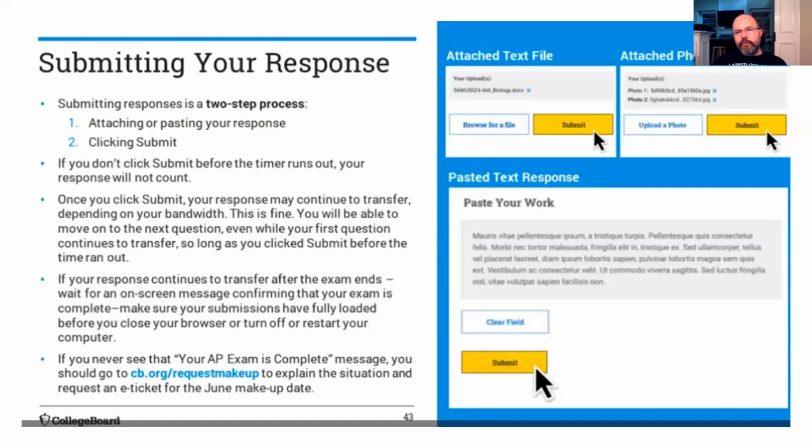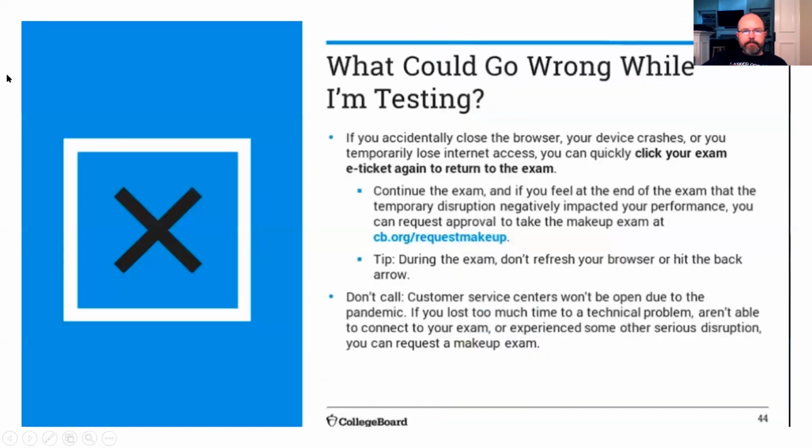That's why it's super critical, super important that you test everything out on May 5th so that you don't take the test and then find out that you couldn't submit your answers, that it didn't work. What could go wrong? You accidentally close the browser, your device crashes, you lose internet access. All you have to do is go to your e-ticket, click it, it will continue where you were at. Okay, so you lose a few minutes maybe out of the time period for the question. If you feel that you have a disruption that negatively impacts your performance, maybe your internet's out 15 minutes, then you request a makeup. Take it again in June.